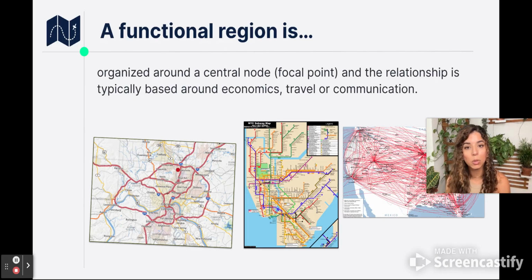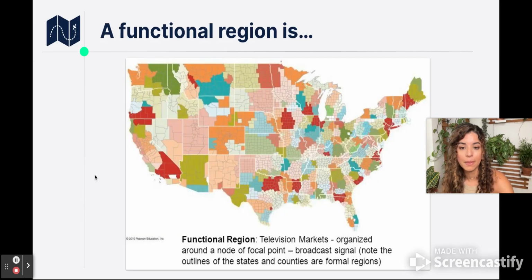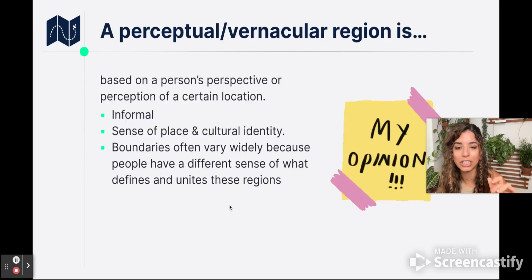to their jobs or to go shopping or different things like that. Another example is television markets, which have to do with public TV stations where local news might broadcast. This is organized around a node or focal point where that particular station is, and will then transmit that to that somewhat local area. Some of these areas are pretty big, but that's considered a functional region.